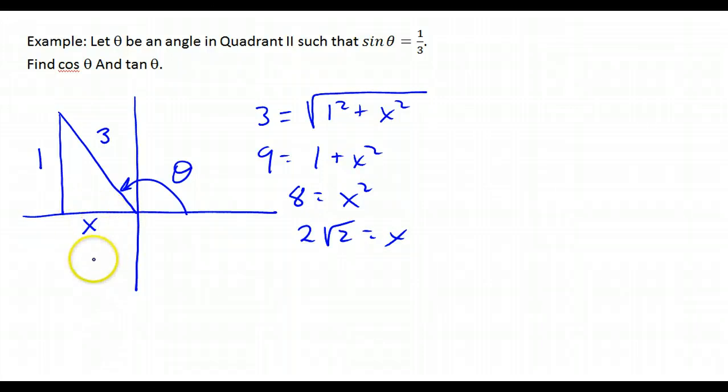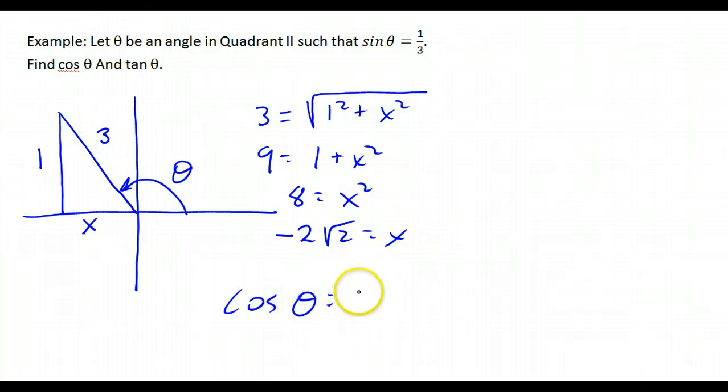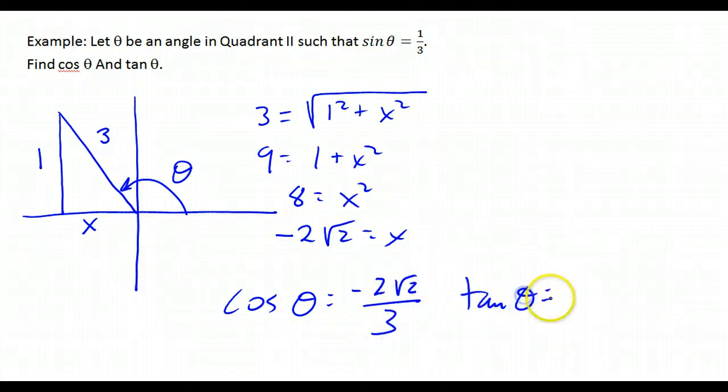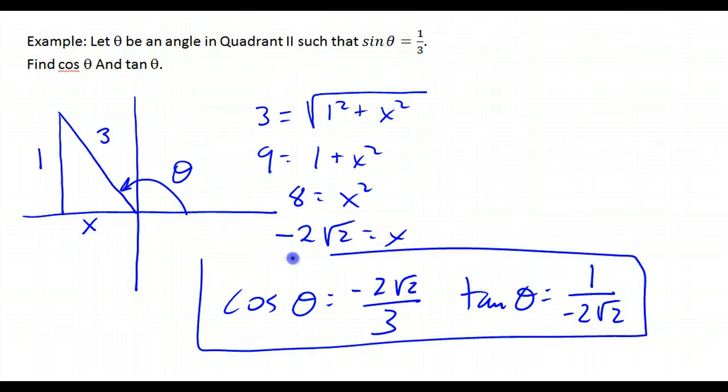Now since we're in the second quadrant, x is going to be negative, y is going to be positive, and r is always positive. So the cosine of theta is x over r. That's going to be negative 2 root 2 over 3. And the tangent of theta is y over x. So that's 1 over negative 2 root 2. And that's how you use reference angles to find trig functions of any angle you can think of.